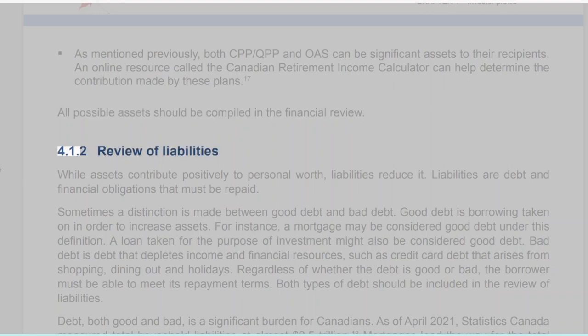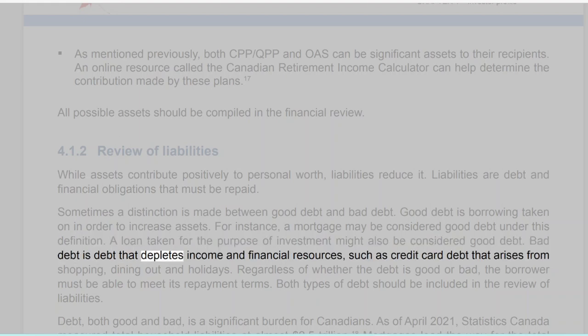For 1.2 Review of Liabilities. While assets contribute positively to personal worth, liabilities reduce it. Liabilities are debt and financial obligations that must be repaid. Sometimes a distinction is made between good debt and bad debt. Good debt is borrowing taken on in order to increase assets. For instance, a mortgage may be considered good debt under this definition. A loan taken for the purpose of investment might also be considered good debt.